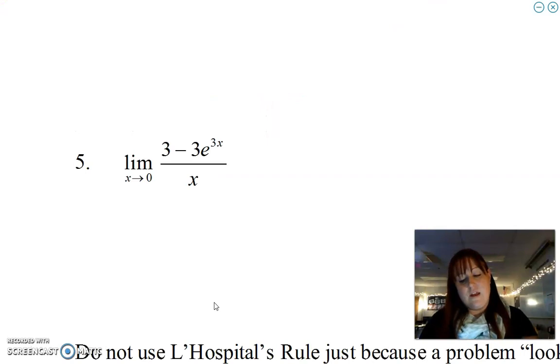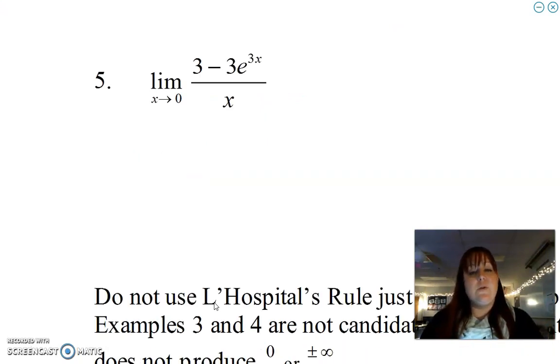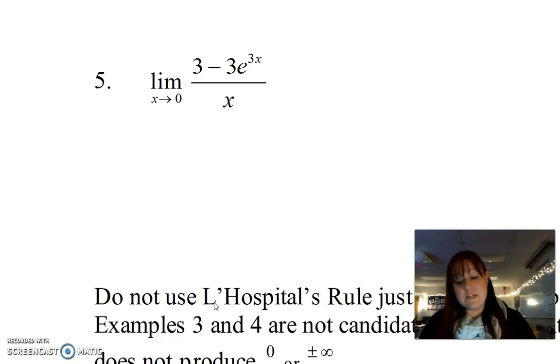Okay. Now this one, the limit as x approaches 0, so we plug in 0 and we would get 3 minus 3, because that'd be e to the 0, which is 1. 3 minus 3, so that is 0 over 0. So this is an indeterminate form because when I use direct substitution, I get 3 minus 3, which is 0, over 0. Okay, so I can use L'Hopital's rule here.